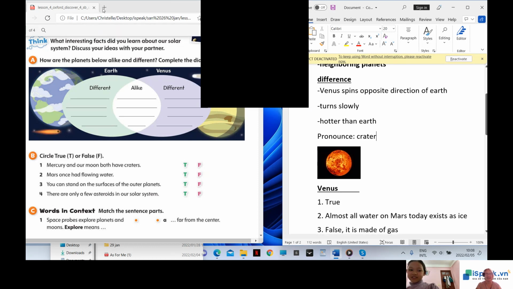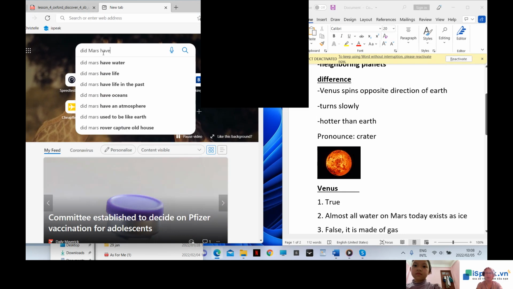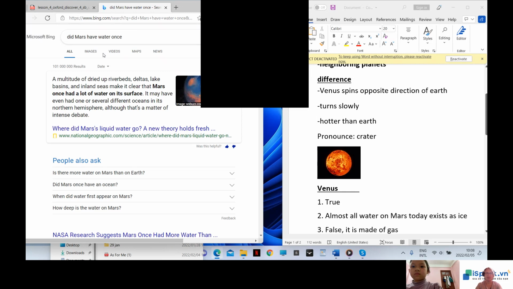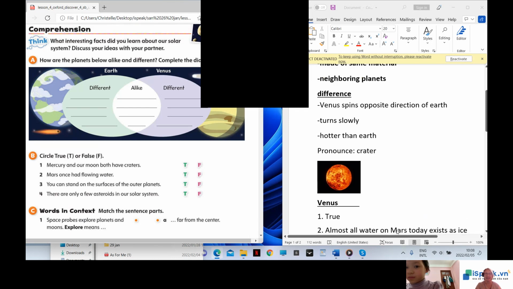Let's ask the question. Did Mars have water once? A multitude of dried riverbeds. Oh, you are correct. Well done. Mars once had a lot of water on the surface, but now it exists as ice. So that is true. Number 3. Can you read number 3, please?